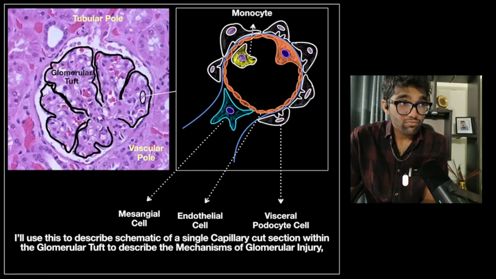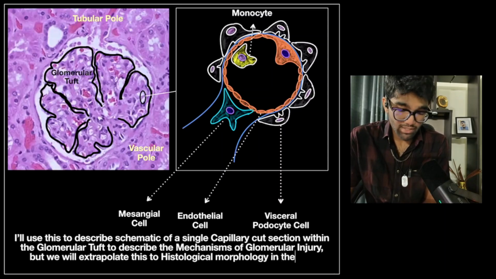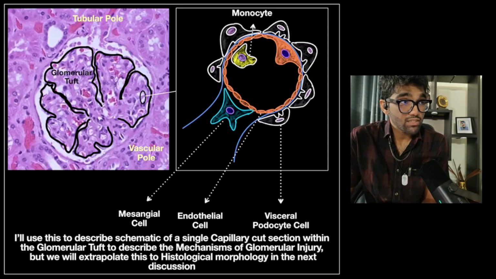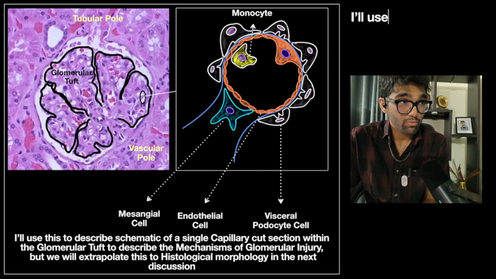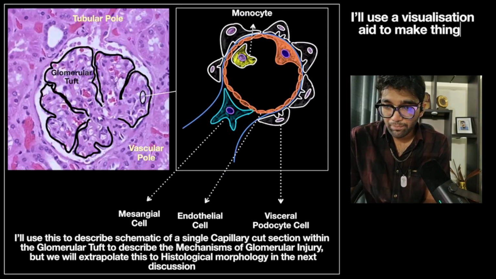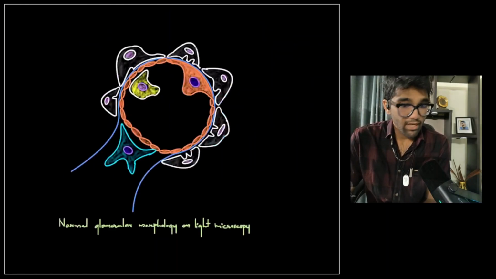Okay, within a tuft, which four or five tufts together form a glomerulus. So this is a small part of the glomerulus. But this is useful in understanding the mechanisms of glomerular injury, and then in the next discussion we'll extrapolate this to understanding how this would result in histological morphological changes, which form a central point in our diagnostic evaluation of glomerulonephritis. Okay, so this will be used as a visualization aid. So this is what we will be starting off with.